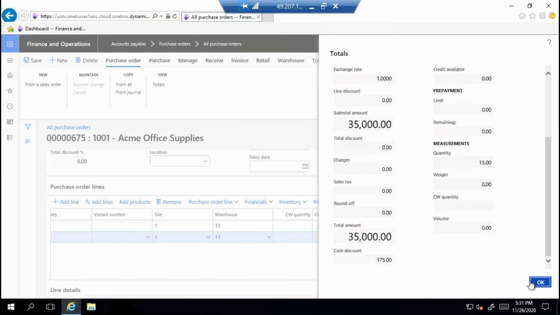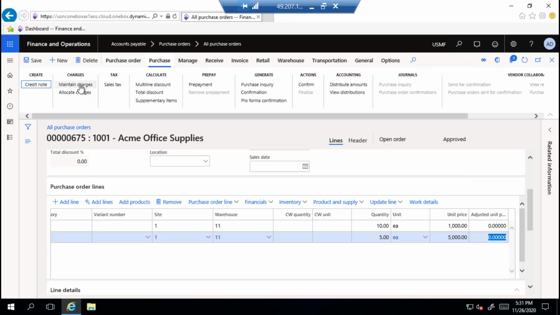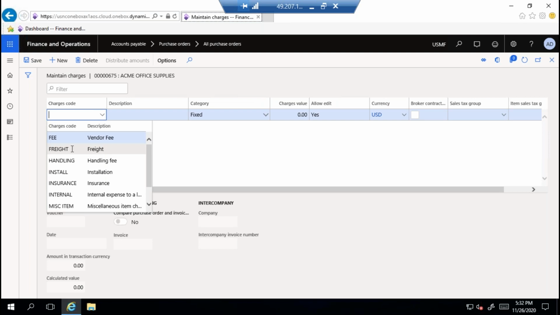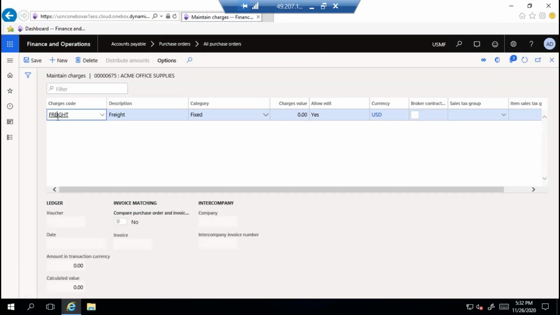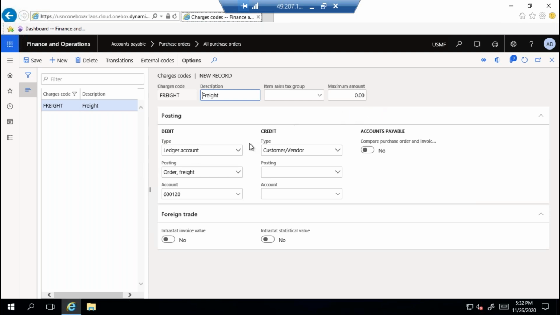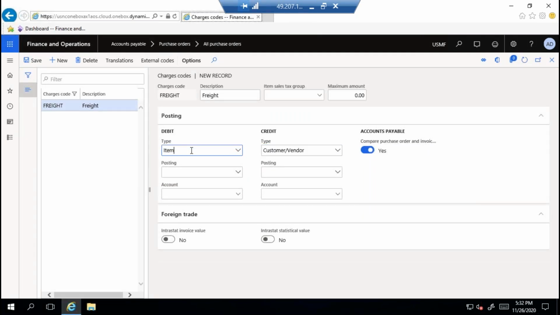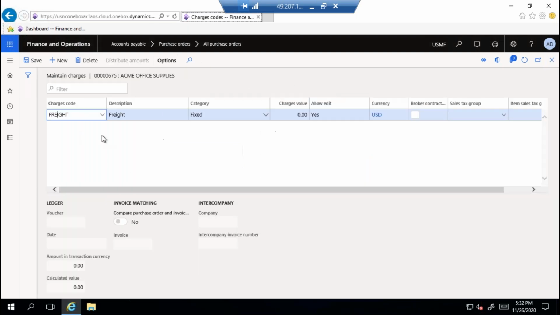It is total 35,000. Now what I'm doing is updating charges. Maintain charges, or charge codes. I'm entering charges, suppose freight charges. Let me verify this freight charges setup. Okay, I have changed some setups. I will explain this one later. This is the first topic which I have discussed.